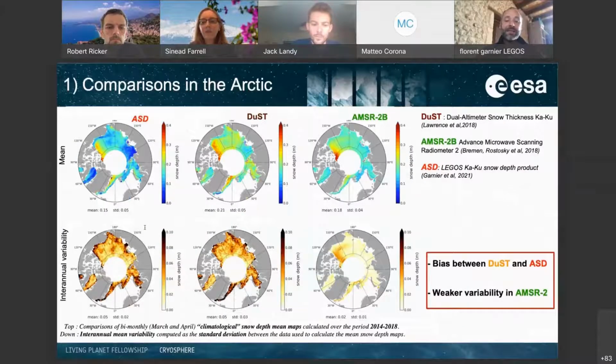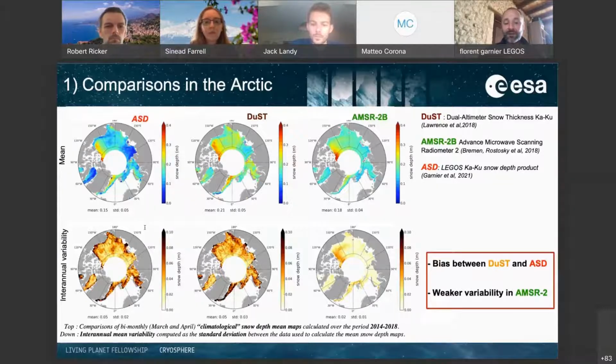We first compare the ISD product in the Arctic, and apart from the climatology of Warren, there is only, at least to our knowledge, two other global snow depth observations. The first is the DUST product, which is also a KaKu, but the methodology is a bit different. One main difference is that instead of using the low resolution mode data, they recalibrate the data on Operation IceBridge. And the other product is the passive radiometer AMSR2 and AMSR-E product. But the main issue with this data is that the algorithm to compute snow depth is not adapted to multi-year ice, and then the product usually only provides data over first-year ice. But for our comparison, we have used a version of Rostosky et al.